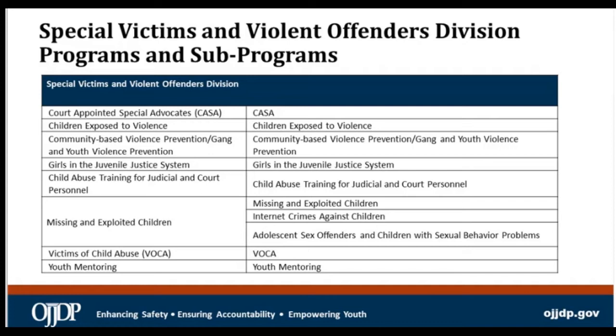Thank you, Rebecca. In the Special Victims and Violent Offenders Division, we have several programs. The program we are talking about today is the Court-Appointed Special Advocates Program, as part of the Special Victims and Violent Offenders Division. By way of background, the Victims of Child Abuse Act of 1990 states that all abused and neglected children involved in dependency proceedings receive timely, sensitive, and effective advocacy. The court-appointed special advocate is available to every victim of child abuse or neglect in the United States that needs an advocate. The CASA program ensures that abused and neglected children receive high-quality representation in dependency court hearings.